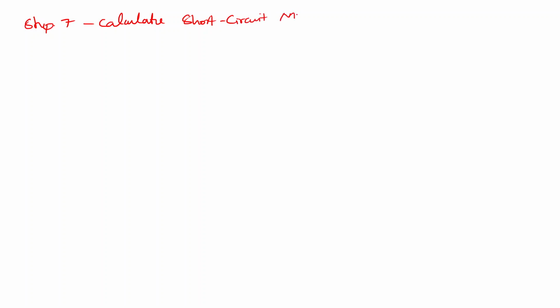Short circuit MVA. This can also be called fault MVA, or otherwise fault level. Fault level in per unit. All these values are in per unit. So how to find out this short circuit MVA?